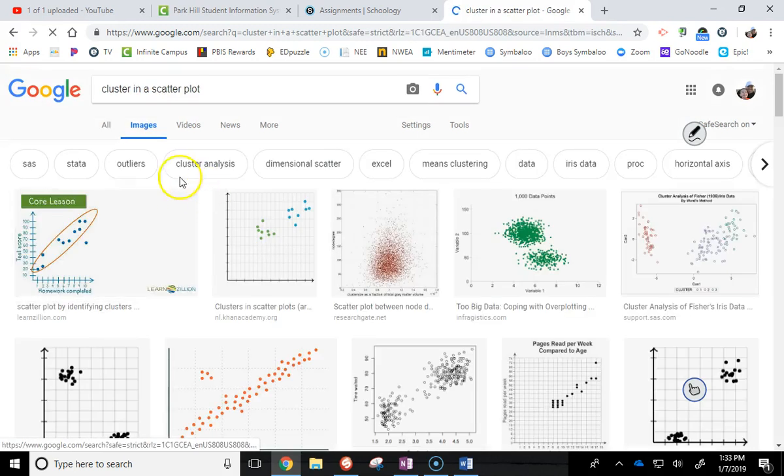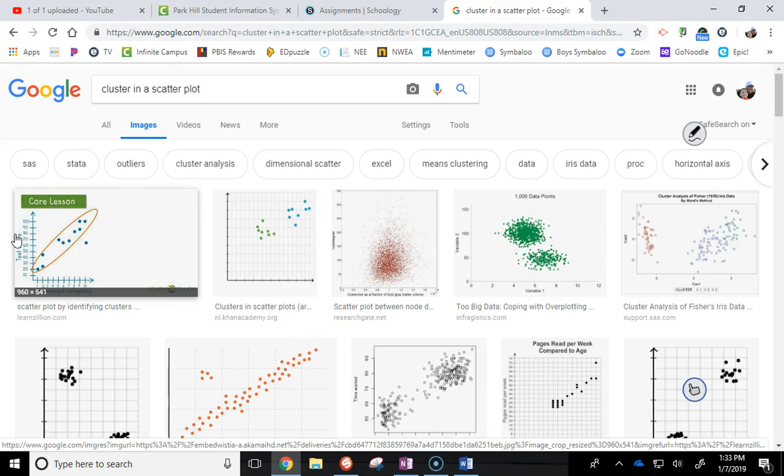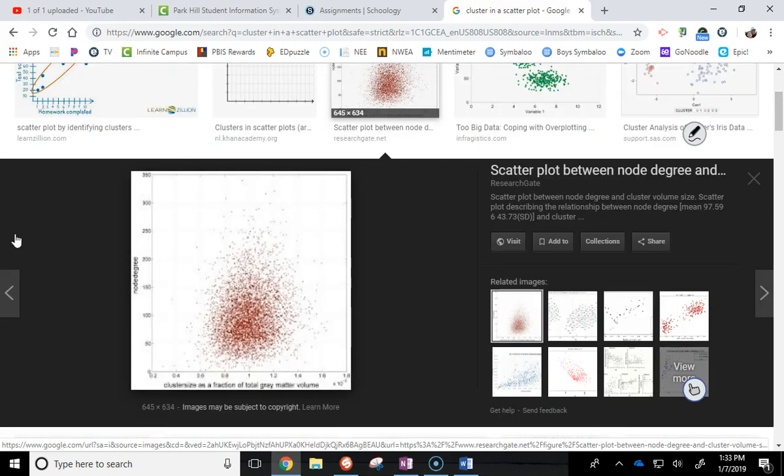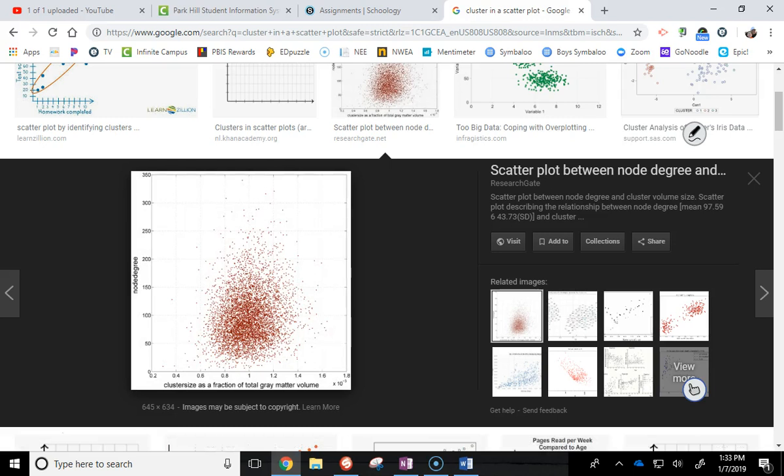Clusters in a scatter plot. If we look at these pictures, do you see how like here on this one, look how many points. Every one of those dots is a data point, something that they graph. Now, do you think there's a cluster there? Yeah, right here where it gets really thick, that might be a cluster.